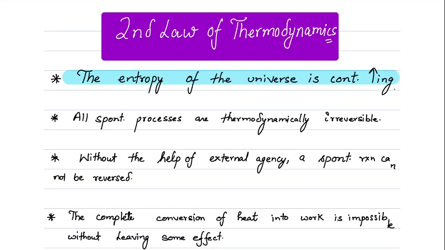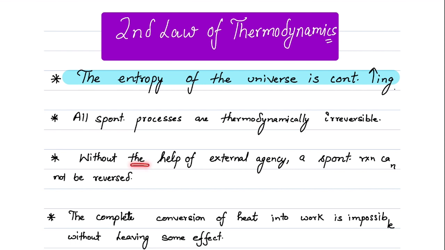Now let's start with the second law of thermodynamics. Now there are different definitions for the second law of thermodynamics. The first one is that the entropy of the universe is continuously increasing. Moving on to the second definition, all the spontaneous processes are basically thermodynamically irreversible processes.